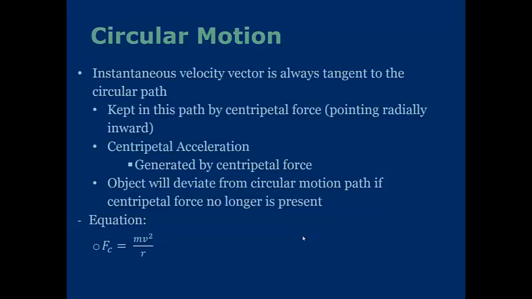Another example of motion with constant acceleration is circular motion. It's an instantaneous velocity vector that is always tangent to the circular path. It's kept in this path by a centripetal force which is pointed inwards radially. The centripetal acceleration is the acceleration that's generated by the centripetal force. Any object that no longer has the centripetal force will deviate from this path. And below is an equation to help you calculate circular motion. It's a description of the path taken.